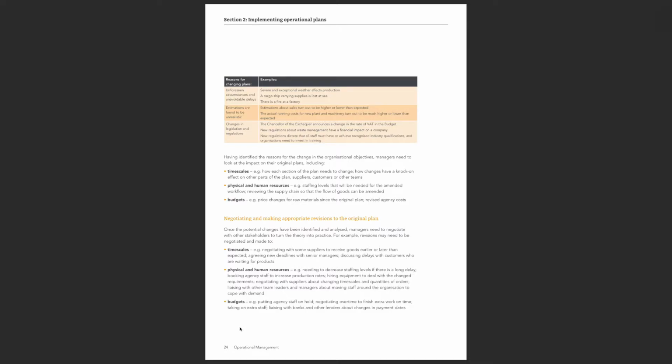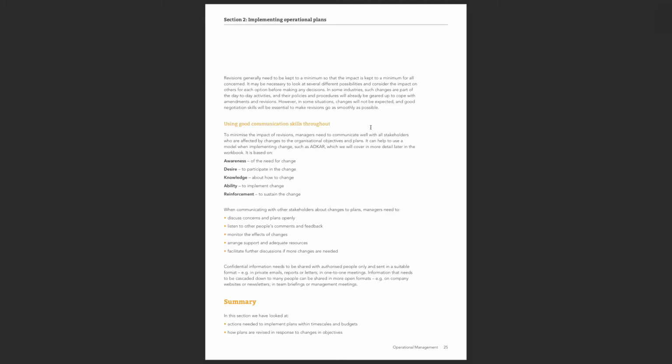The main point throughout the operational plan that you need to remember is to have good communication skills. To minimize the impact of revisions, you need to communicate well with all stakeholders who are affected by changes to the organizational objectives and plans. It can help to use a model when implementing change, such as ADKAR, which we will cover later in more detail. However, let's have a quick look.